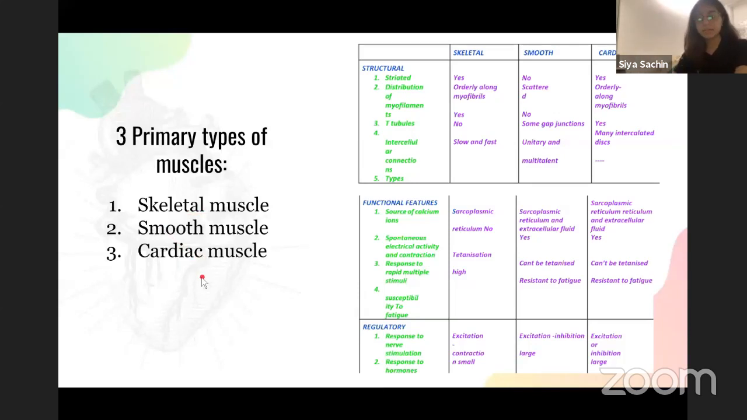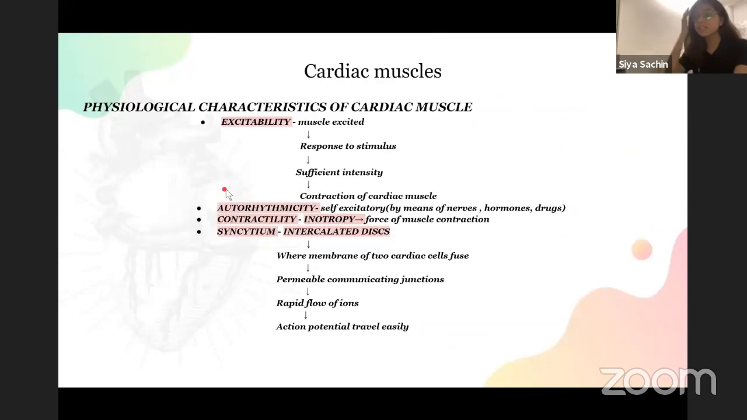Now, the anatomy of these muscles is very important. They're actually the ones that form the basis for the physiological characteristics of these muscles, right? So these are some things that we have to keep in mind. Now, the cardiac muscle has this feature of excitability. Now, in order to contract, it has to respond to a stimulus. So when it gets a stimulus of sufficient intensity, that causes a contraction of this muscle. So excitability is an important characteristic.